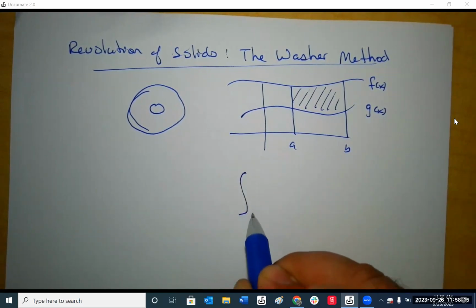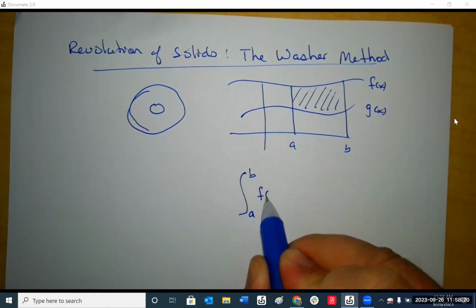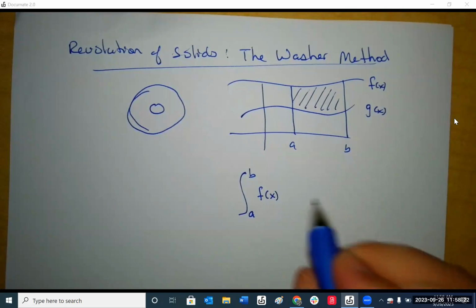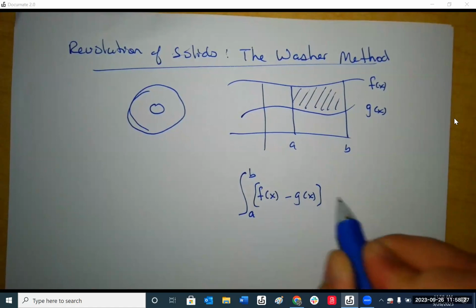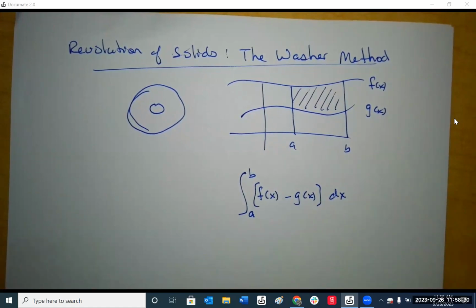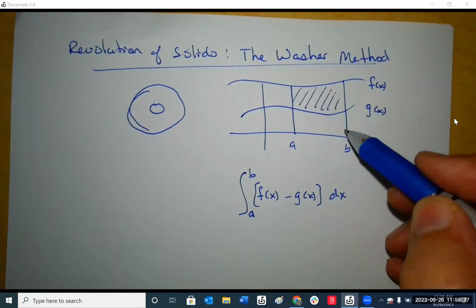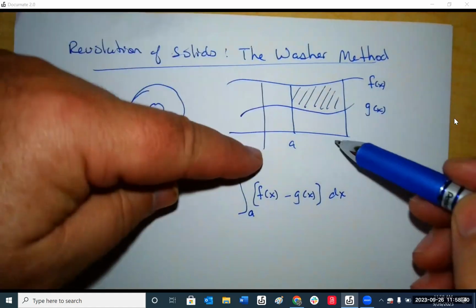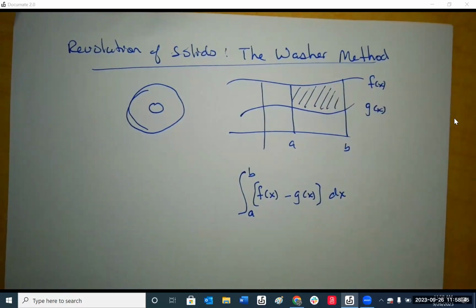what we would do is we take the larger function, the outer function, minus the inner function, and integrate with respect to that. Because remember, g of x is everything down here. So if I take f of x, which is everything, minus this, I just get what's between there. So using the washer method means that we're going to subtract two functions from each other.